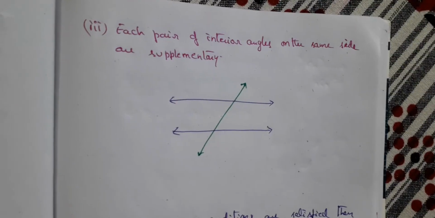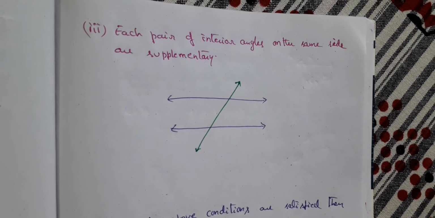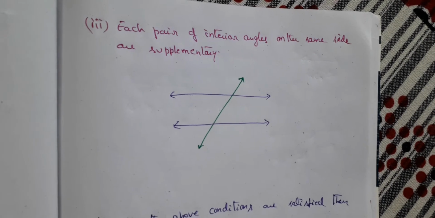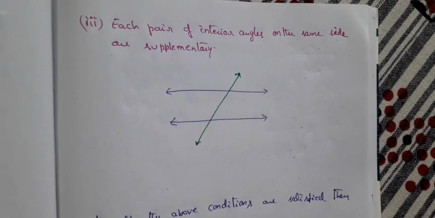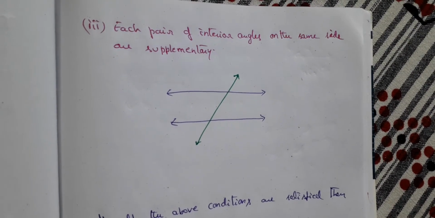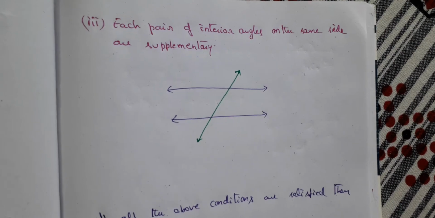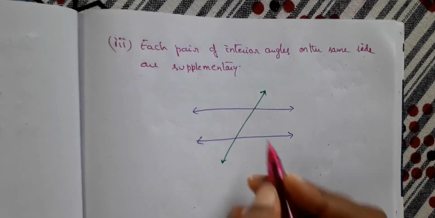So, now each pair of interior angles on same side are supplementary. Just now I said there is a use why we are specifying about interior angles on the same side. So, here what they are saying, each pair is supplementary. What is meant by supplementary? Sum of the angles is 180 degrees. Let us see that one, right?